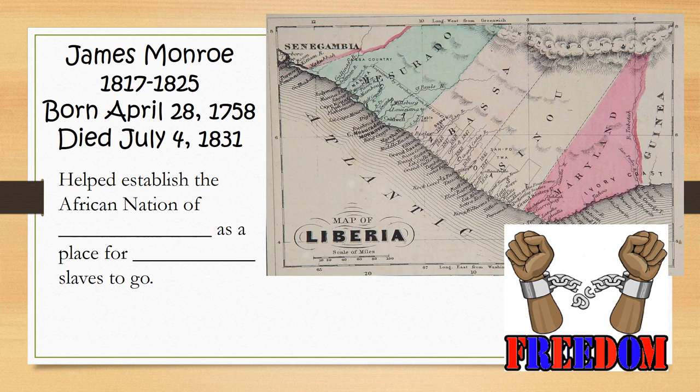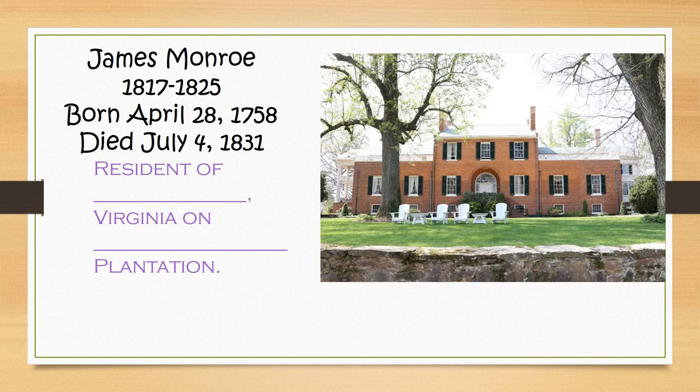James Monroe, as president, helped establish the African nation of Liberia as a place for freed slaves to go. You might not have known that, but that was something that he was really advocating for. And something special and unique to our President James Monroe is that he's a local resident of Aldie, and you can go visit his plantation called Oak Hill just minutes from our school.